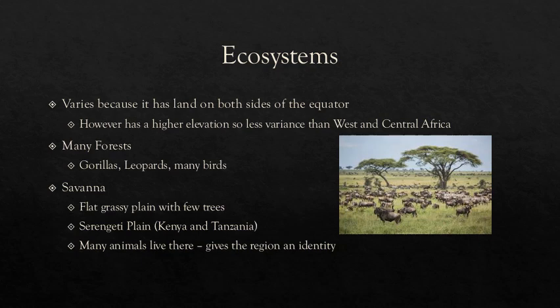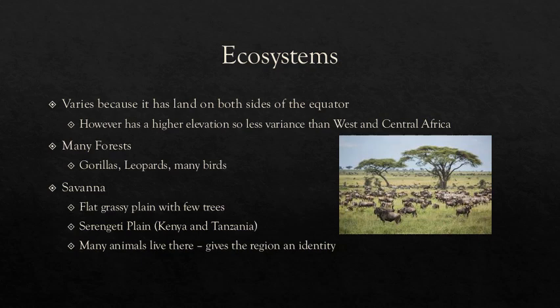So it's the most important one. It's the most well-known one. This is where you would have safaris and things like that you've heard of. Okay, and so what the savanna is, it's a flat, grassy plain with not a whole lot of trees, but there are some trees. So there's few trees in that area.